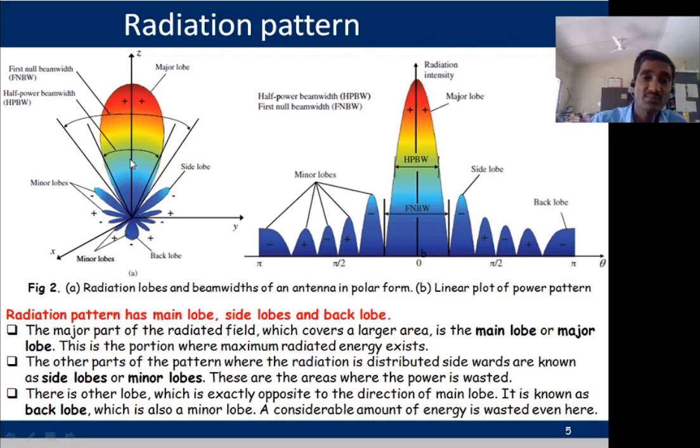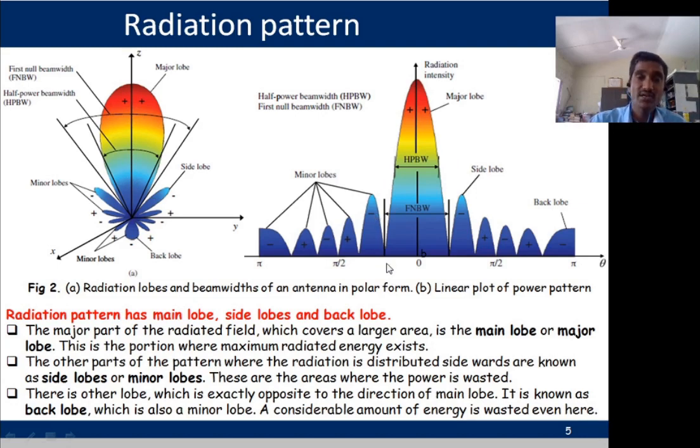This pattern is the polar pattern. This is the linear plot of the radiation pattern. How the antenna radiates energy is represented in the radiation pattern. Actually the radiation pattern is in 3D, but for simplicity we have taken the 2D image of the radiation pattern. Both are the same, only the representation is different. This is a polar and this is a linear plot of the radiation pattern.